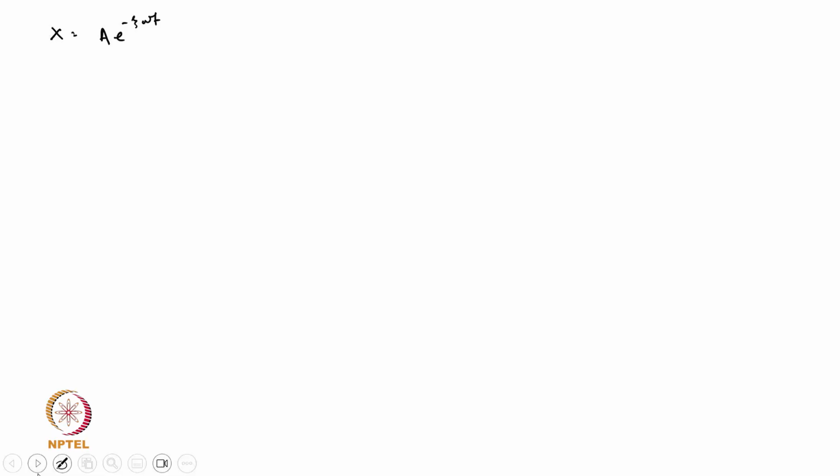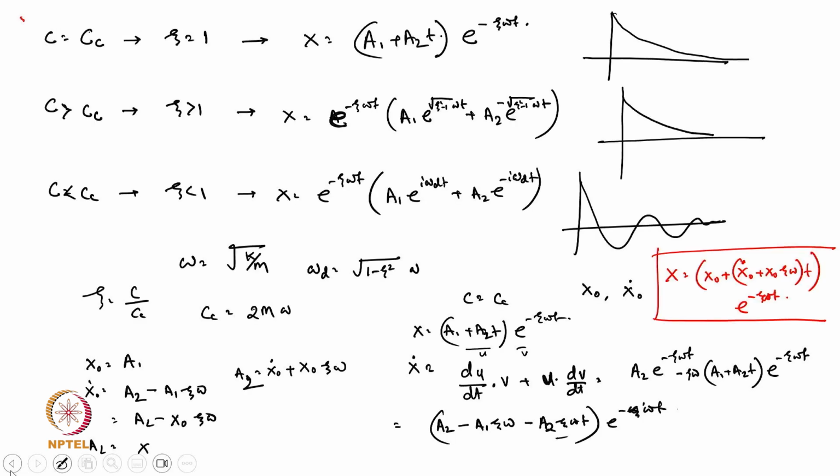Okay, good. Now the next one: e to the power of minus xi omega t into a1 e to the power of root over xi square minus 1 omega t plus a2 e to the power of minus root over xi square minus 1 omega t. Okay, that's my x. That is an overdamped system.